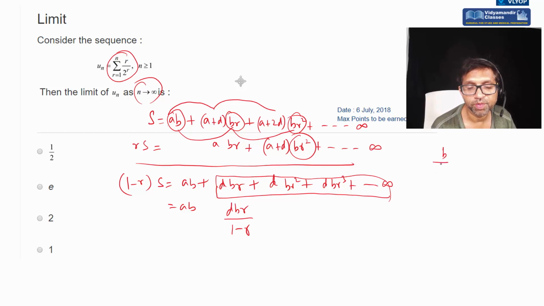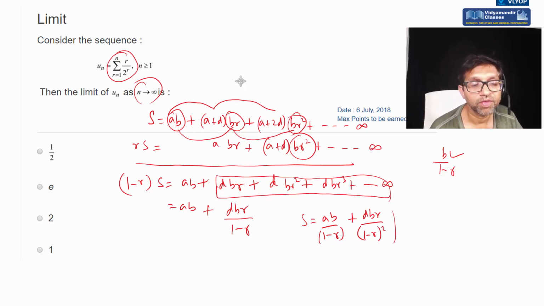The sum of an infinite GP is first term over 1 minus common ratio, and this comes here, divided by 1 minus r. So the formula for the sum is ab divided by 1 minus r, plus dbr over (1 minus r) whole square. You have to learn this formula. You cannot just waste time writing all the steps. Whenever you have this question, you should know this formula. Then we come to this question.